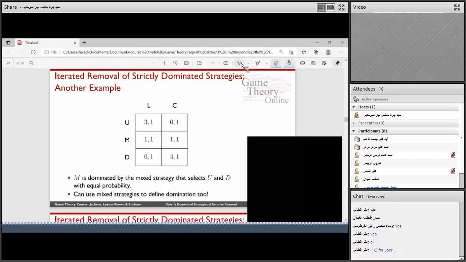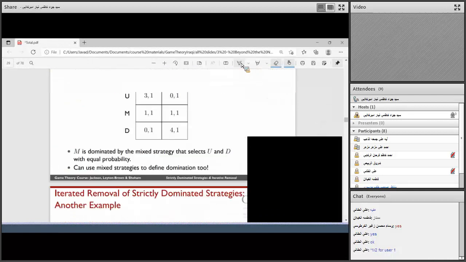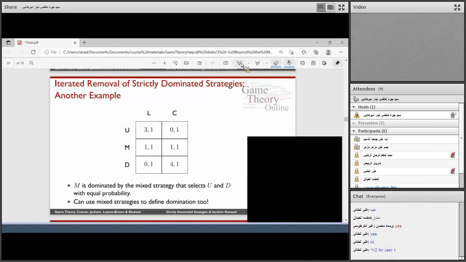Okay, so M is dominated by the mixed strategy that selects U and D with equal probability. Oh, that's what you mean by 1/2. Okay, I see what you're saying. So this is actually, we didn't teach this part though. We never talked about dominant strategy by mixed strategies. We didn't teach that in the class, but if you want, we can discuss it now. We can use mixed strategies to define domination too. We could do that. If you want, we could talk about it.